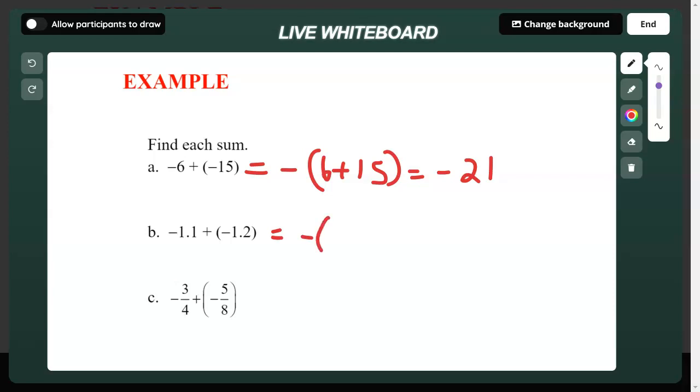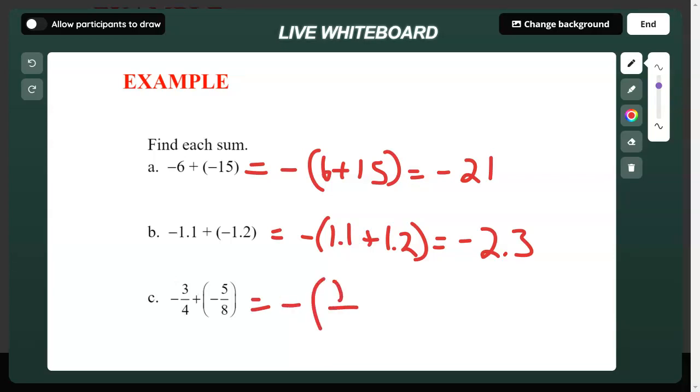Okay? For B, I know my answer should be negative. I just need to add 1.1 and 1.2 to get negative, what? 2.3. Okay? And then fractions. Again, I know I need a negative answer, but I have to add 3/4 and 5/8. Okay. What else do I have to do in order to add fractions?